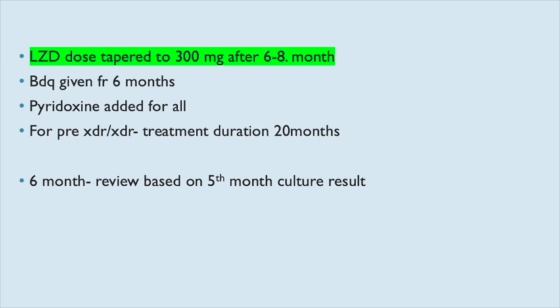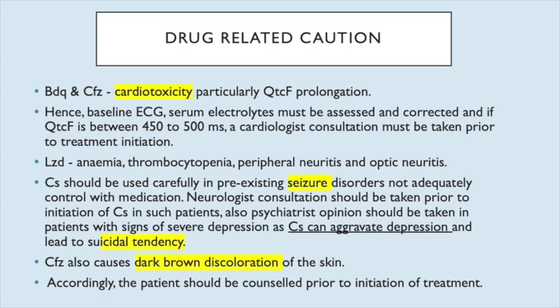Pyridoxine needs to be added for all patients, and for pre-XDR patients the treatment goes more to 20 months. That is the maximum duration of treatment. At 6th month, patients are reviewed based on the 5th month culture result. IP can be extended for a month, but there is no provision of extending the continuation phase.